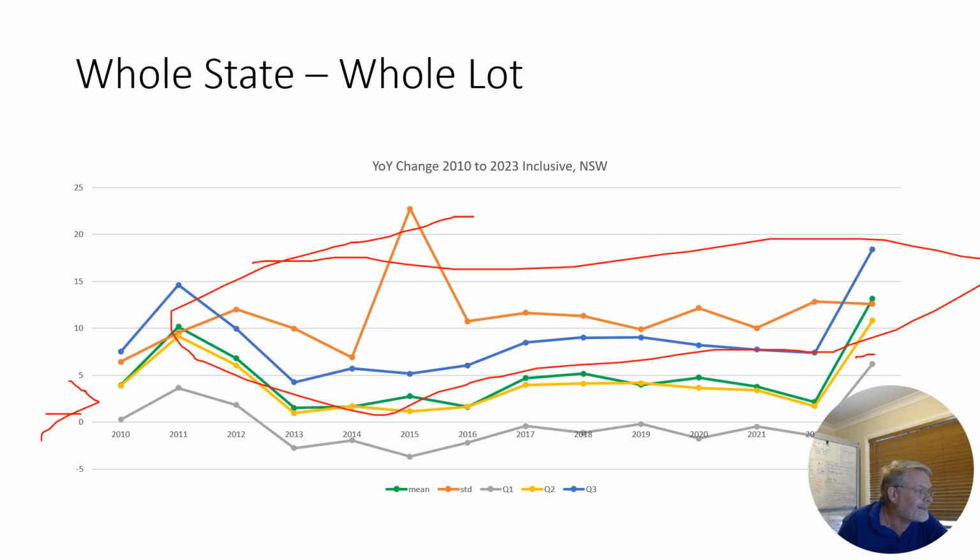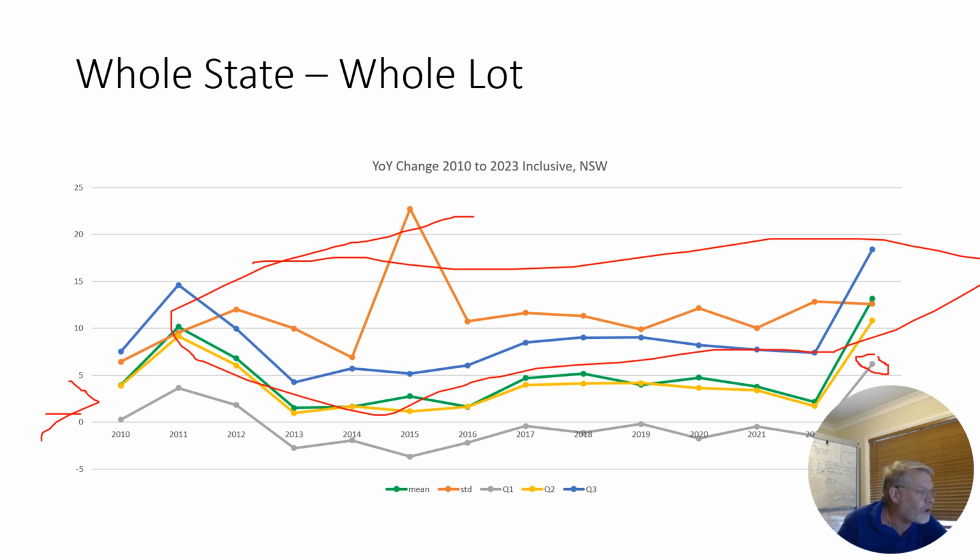But look at this last year. We've got Q1 there over 5%. So 75% of councils had unit cost growth over 5%. Extremely concerning. It's no longer negative. That's concerning. Very, very concerning.